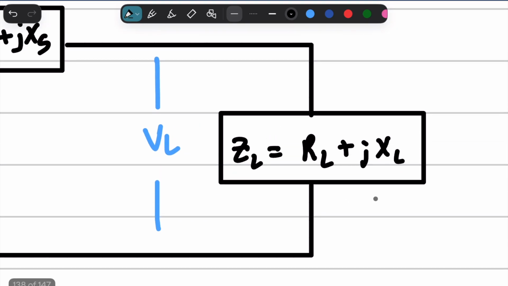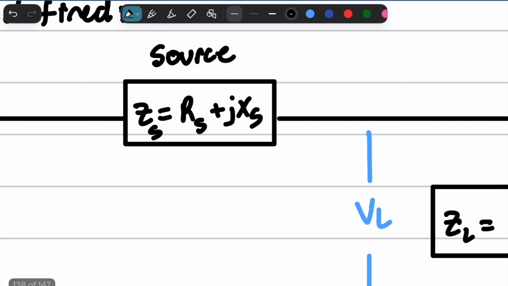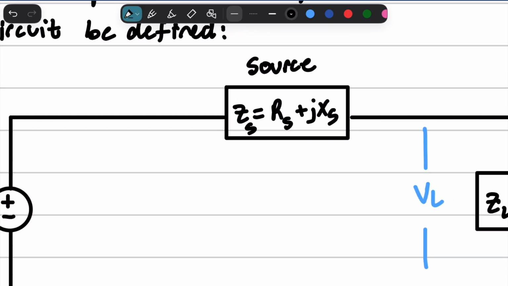This could be a power grid. It could be your light system in your house. And this source could be the load of the actual source. So I don't know, maybe a complicated battery or something like that, some kind of power grid or whatnot.